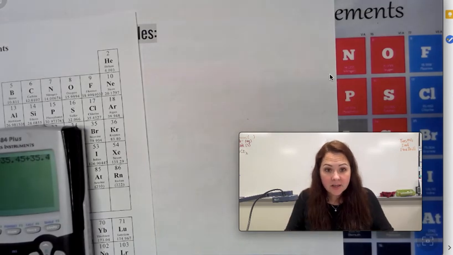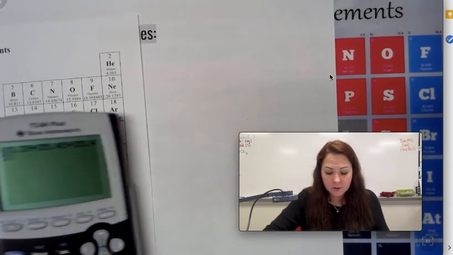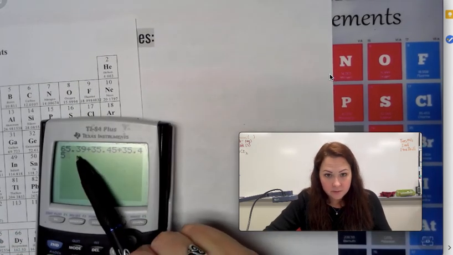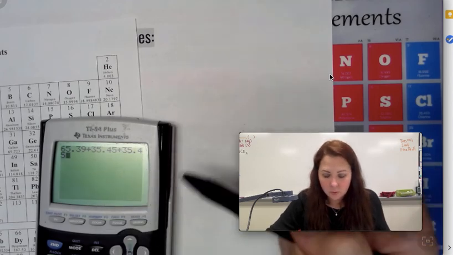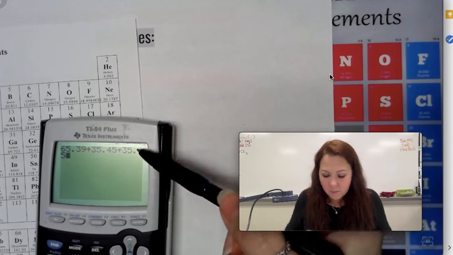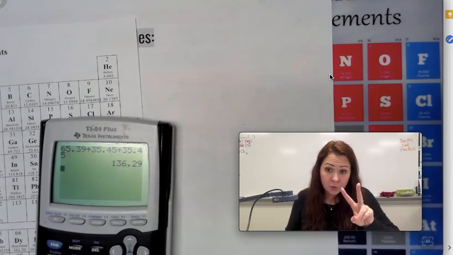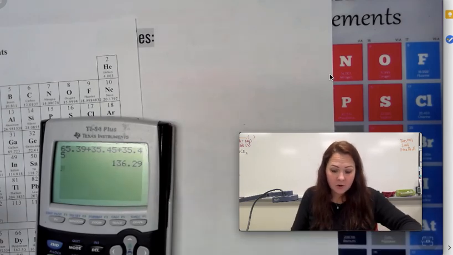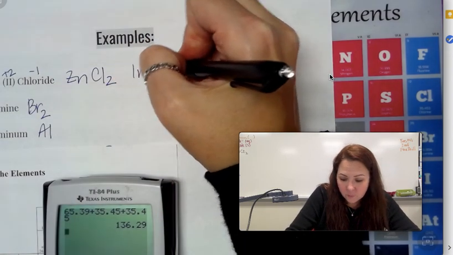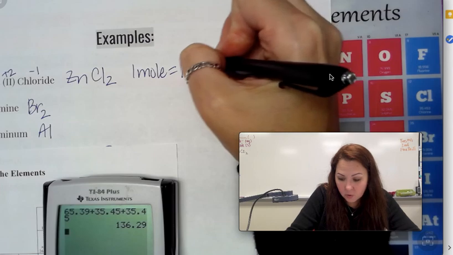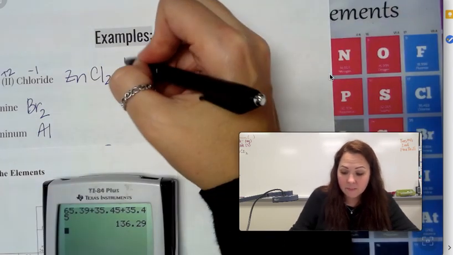You can do it like that, where you're putting in each number like zinc, chlorine, and chlorine. Or you can use parentheses, which I'll show you in another one down the road. But you just hit enter. We need 2 decimal places for our answer, which I already have. So 1 mole of zinc chloride has a mass of 136.29 grams. So that's how I write my answer for that one.